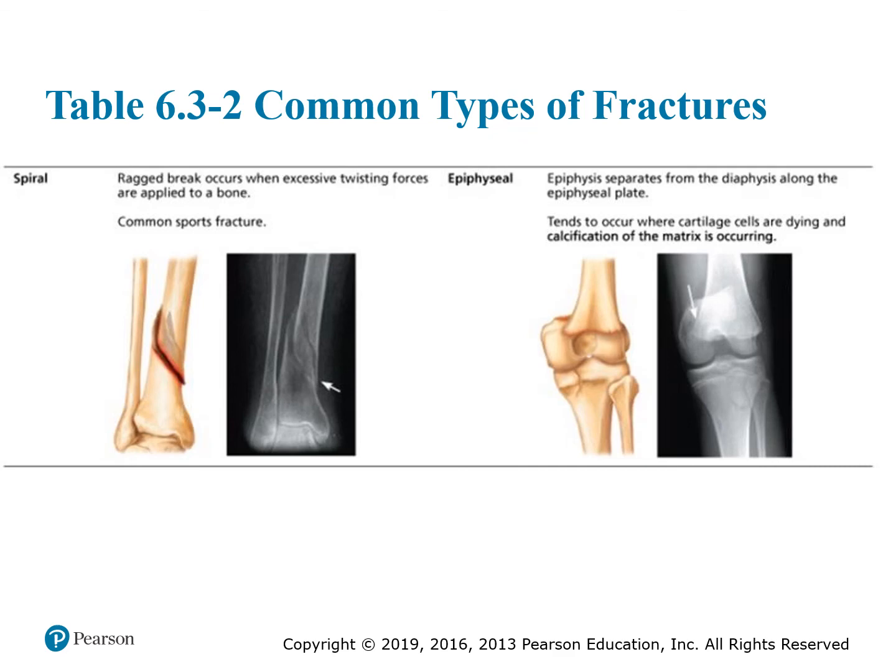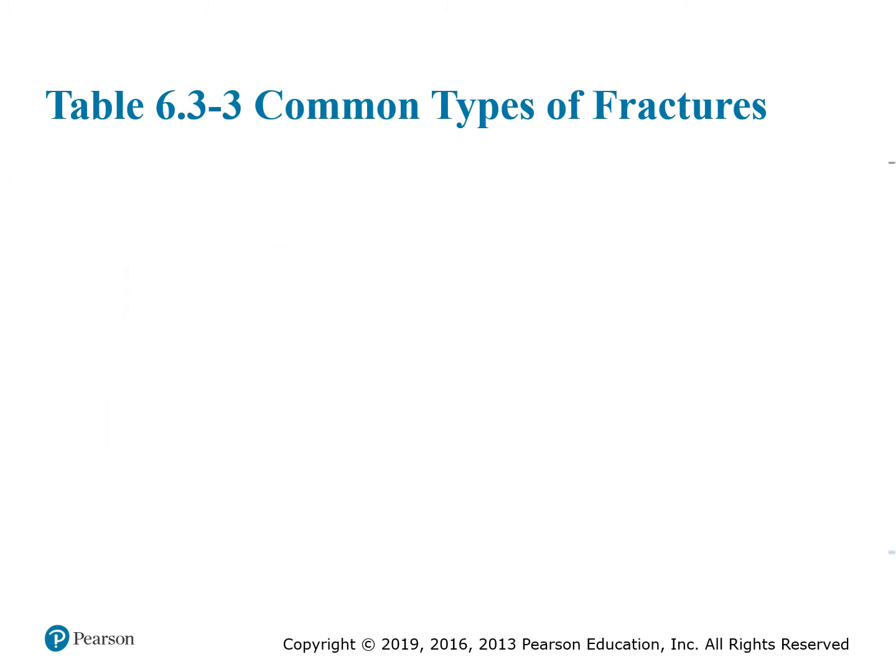This is an epiphyseal fracture. Now this is only going to occur to someone who is not through growing yet, and this is when the epiphysis separates from the diaphysis at that epiphyseal plate. This tends to occur where the cartilage cells are dying, so this is going to happen at that hypertrophic zone that we saw and where the calcification of the matrix is occurring. So at that point, that's a weak point of the epiphyseal plate, and you can get an epiphyseal fracture there.